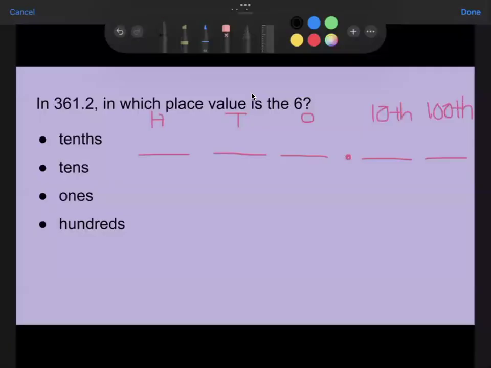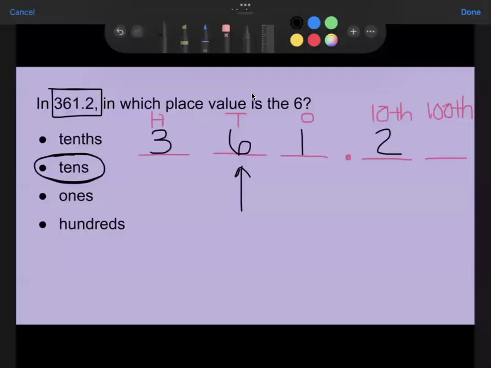So let's go ahead and look at the number we've been given, 361.2. That means in front of the decimal, you have a 3, a 6, and a 1. And after the decimal, you have a 2. So filling in this mini chart is going to help us figure out what place value the 6 is in. If we're looking at the 6, it's right here, and that is the tens place. So we can go ahead and circle the tens place. In the tenths place, we have a 2. In the ones place, we have a 1. And in the hundreds place, we have a 3 in this number.